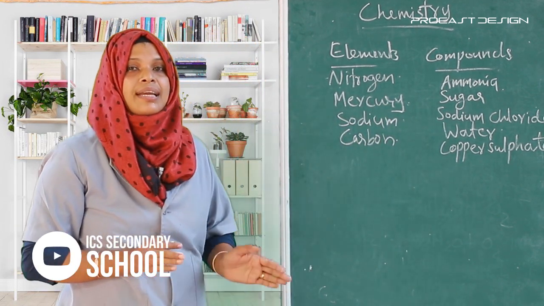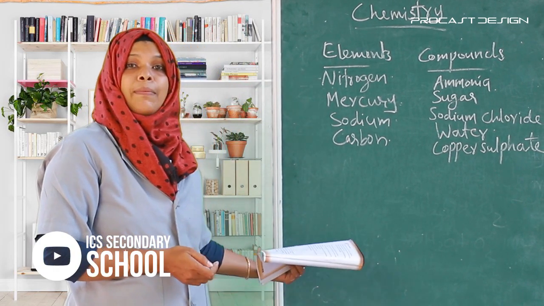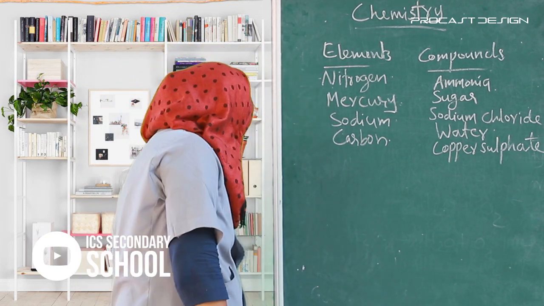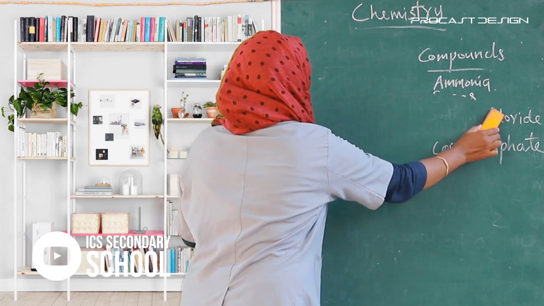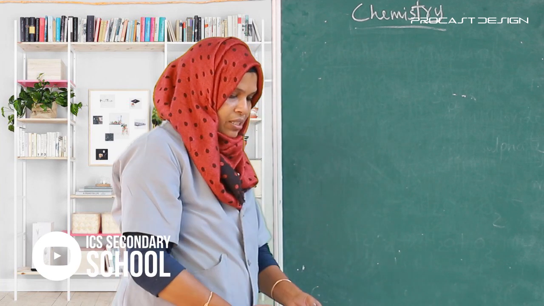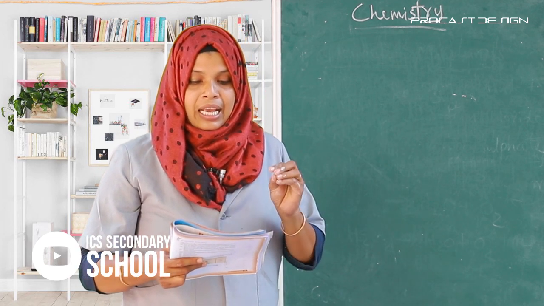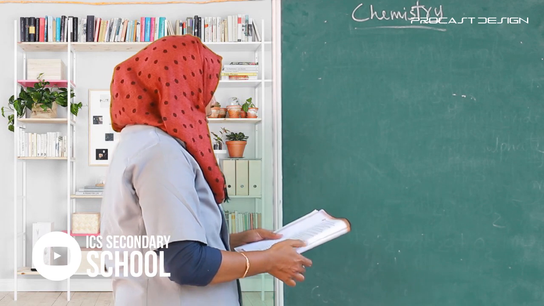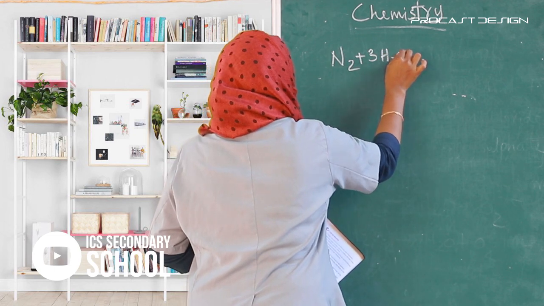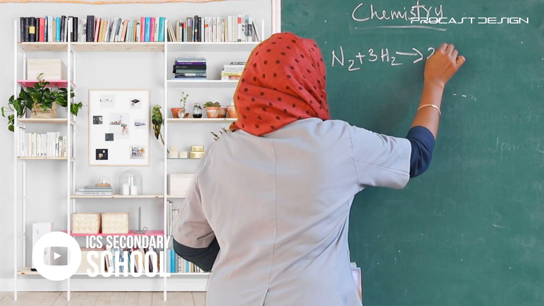You should write this question's answer in your notebook. Okay, first one, classify the following into elements and compounds. This is the answer. Second question: analyze the chemical equation given for the reaction between nitrogen and hydrogen to give ammonia. N2 plus 3H2 gives 2NH3.